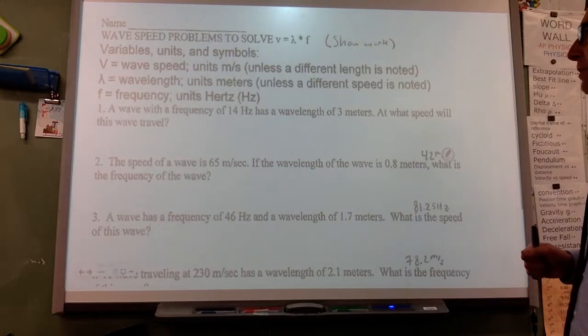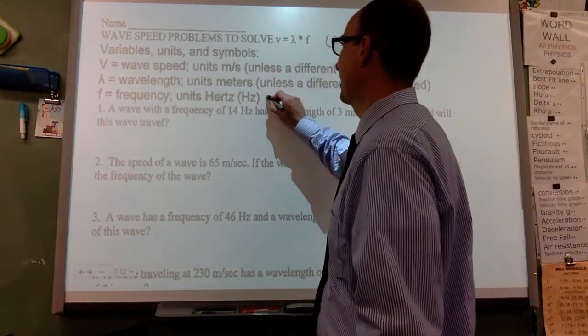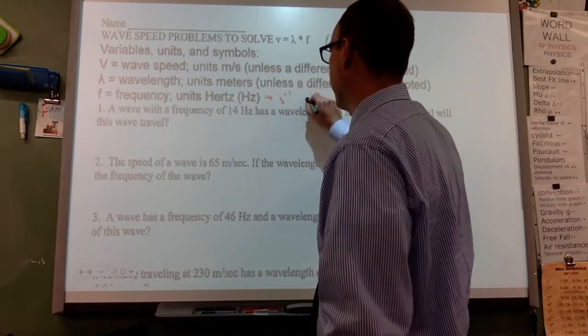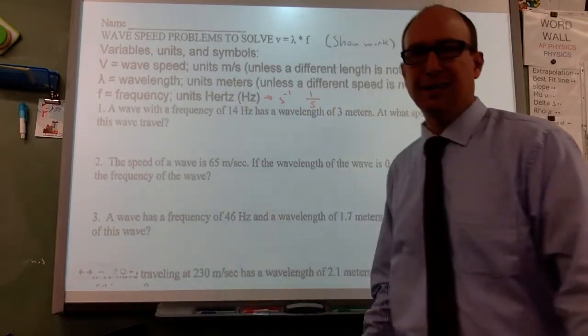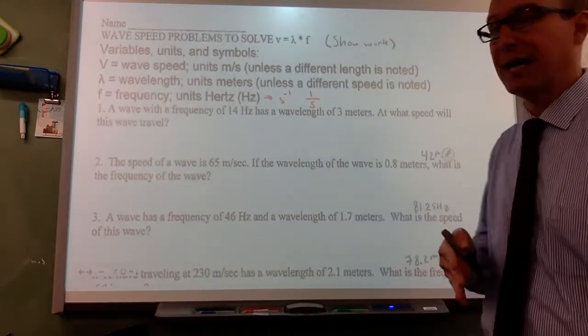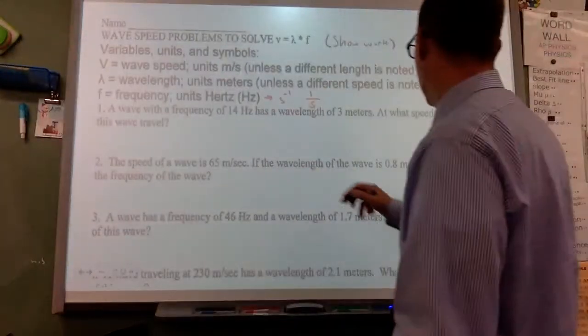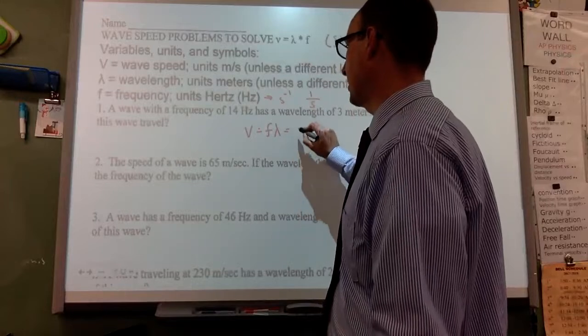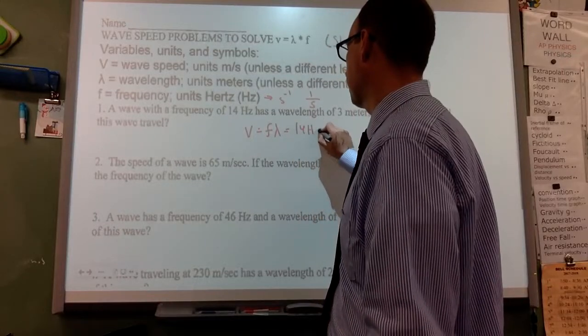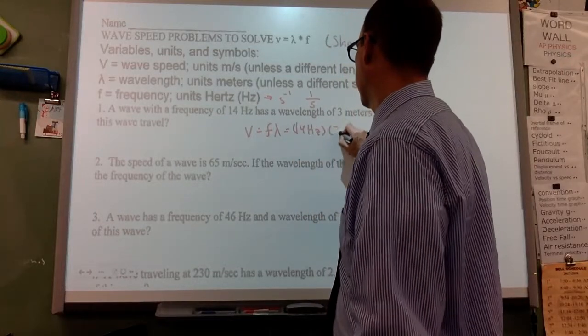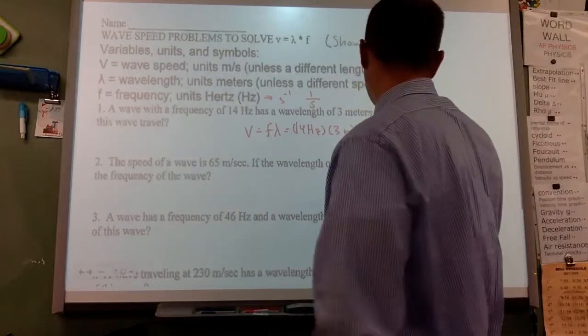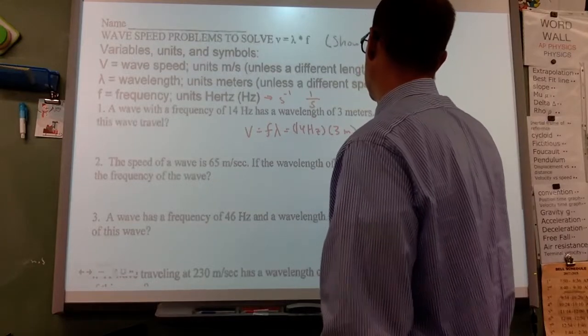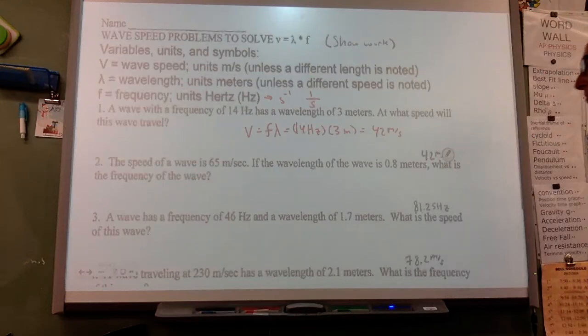So a wave with a frequency of 14 hertz. So hertz is second inverse, which just means 1 over second. So how many times is this happening per second? All right, so velocity equals frequency times wavelength. So we have 14 times 3, which is 42.